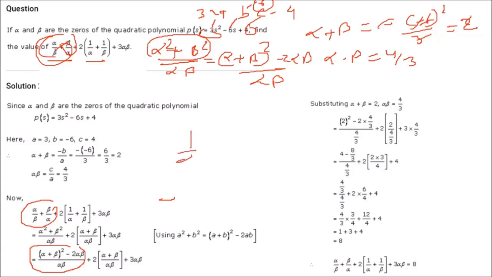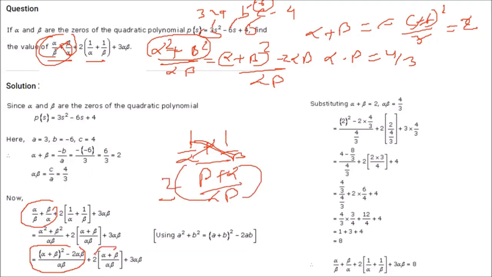1 by alpha plus 1 by beta is beta into 1, that is beta, alpha into 1, that is alpha, by alpha beta. And 2 is already there. So this is what the second one is. Third one is already 3 alpha beta.